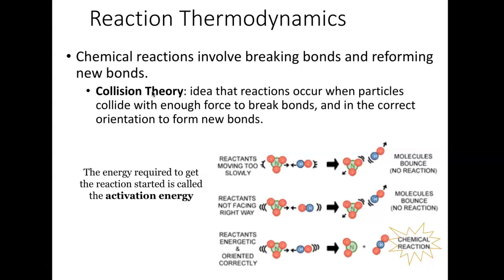In the first scenario, the molecules hit each other but not hard enough, and so they just bounce off. In the second reaction, the molecules crash hard enough, but they're not in the right orientation. The carbon is not hitting the oxygen on the NO3 molecule. And then in the bottom one, though, they hit both hard enough and in the correct orientation for bonds to break in the first molecule and to reform in the second molecule. So the CO becomes CO2.